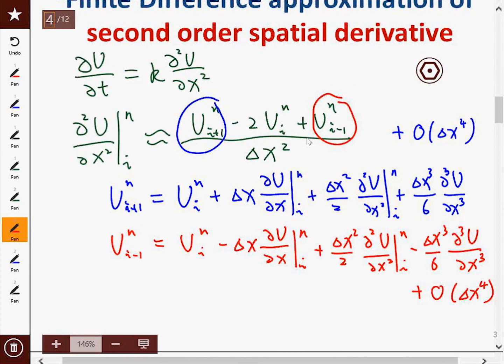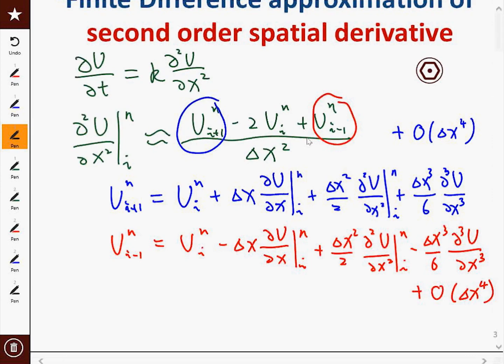Now we can start to see which terms cancel out. We have one u_i here, plus another u_i here, and now we have minus 2 u_i. So this and this cancel together with this minus 2 u_i. All right, this is one term.